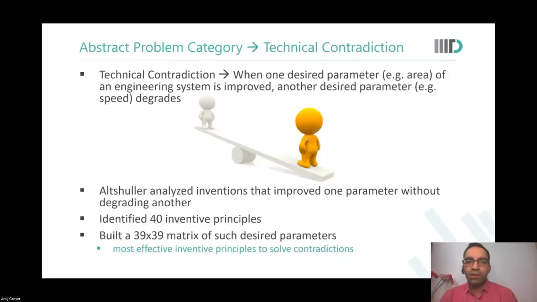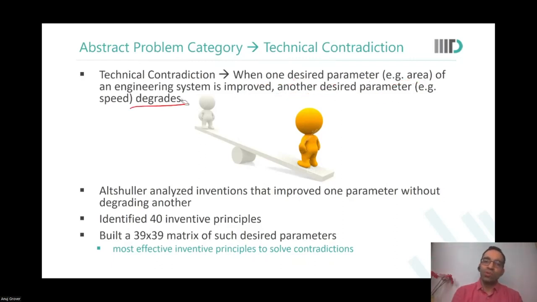So remember, this is a repeat slide. When in the second lecture I had introduced TRIZ to all of you, the same slide was there even then. So typically, most of our problems are contradictions, where we want to improve one parameter, let us say area, and another desired parameter degrades. So it's kind of a seesaw.